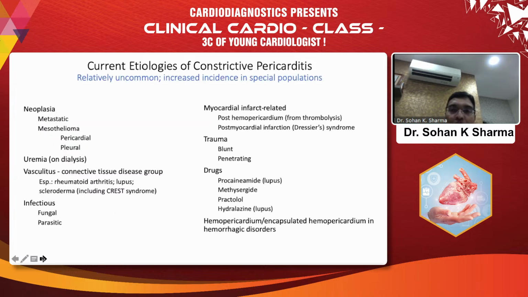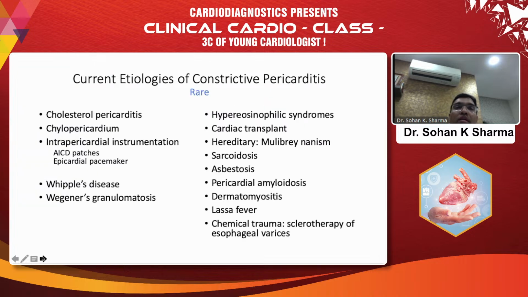These are the uncommon causes, but seen in a certain subset of patients, like neoplasia, uremia, vasculitis, as we have discussed in our case, also rheumatoid. It is seen in rheumatoid arthritis, SLE also, infectious, post-myocardial infarction, post-trauma, drugs like procainamide, methotrexate, paclitaxel, hydralazine, and hemopericardium or hemorrhagic disorders. These are the rare causes of constrictive pericarditis that sometimes need an evaluation.